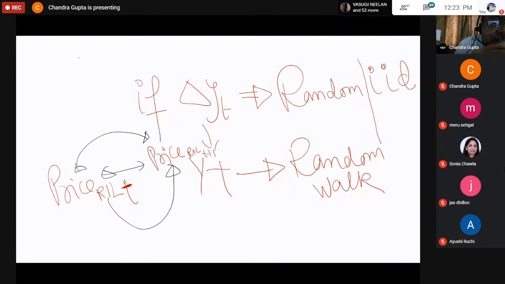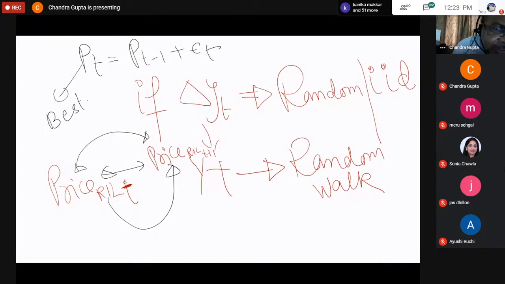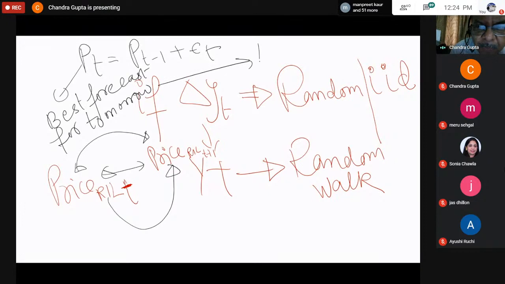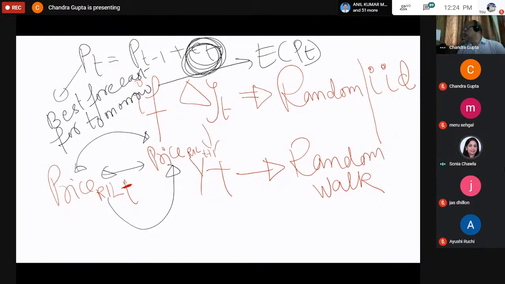Okay, so if you have a series PT is equal to PT minus 1 plus error term, then the best forecast for tomorrow is the expected value of PT, and that's equal to today's price, because the error term is going to be 0 on average. So the best prediction of tomorrow is today's price. And that's how you can, Sonia, link it with the concept of efficient market hypothesis that says all available information is reflected in share prices.